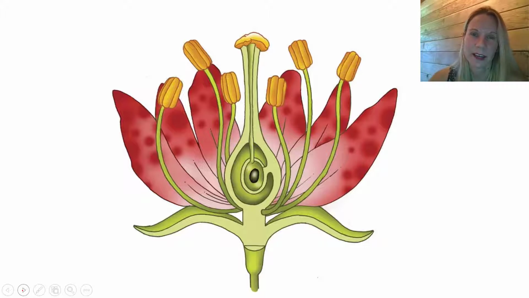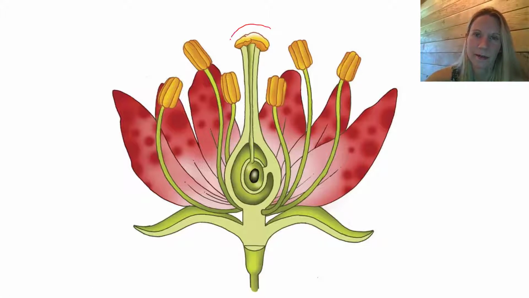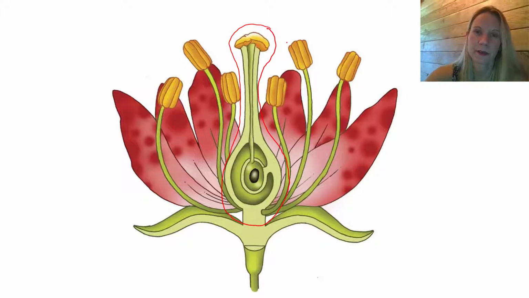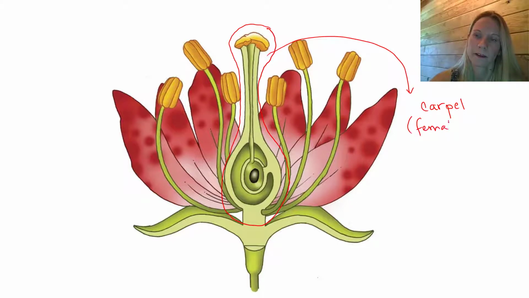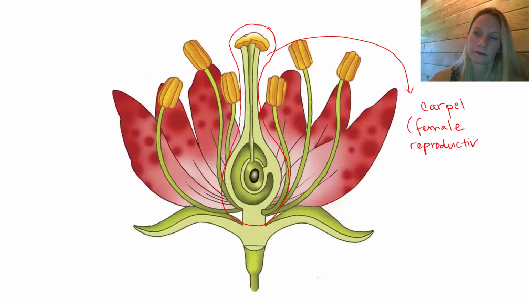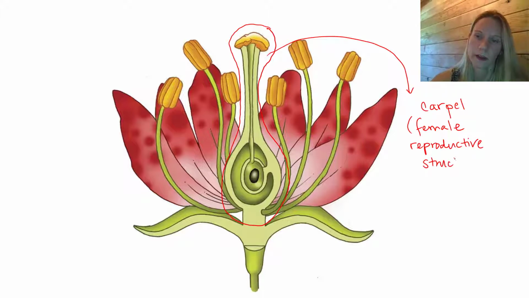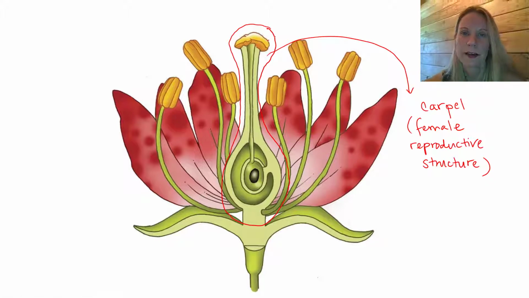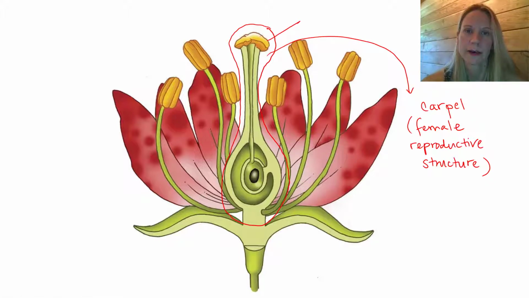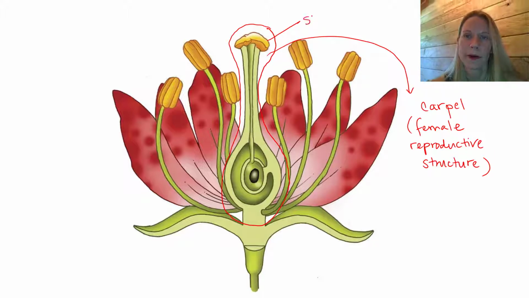So let's start by looking at the center of the flower. This region here, I'm going to circle it in red. This is the female reproductive structure, and it's referred to as the carpel. And the carpel is composed of 3 parts. Here at the top, we have the sticky part at the top. You see it's in yellow. That part is called the stigma.